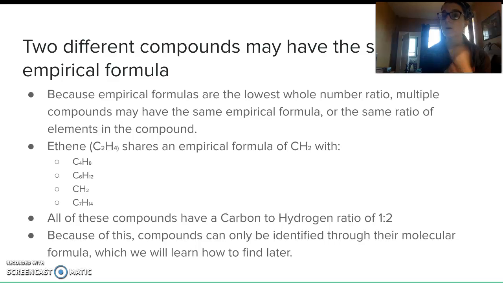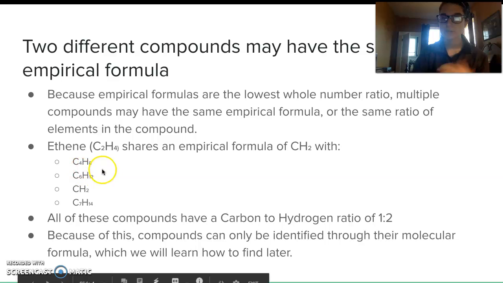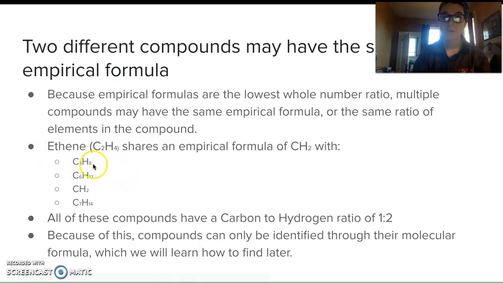Because of this, compounds can only be identified through their molecular formula, and we're going to learn how to find that later in the next section. So this section we're going to focus on how to find the empirical formula. So again, looking at these examples, if we reduce them to the lowest whole number ratio, 4 and 8 goes to 1 and 2, 6 and 12 goes to C1H2, CH2 is already reduced to C1H2, and C7H14 reduces to 1 to 2. So all of these compounds share an empirical formula with ethene, C2H4.